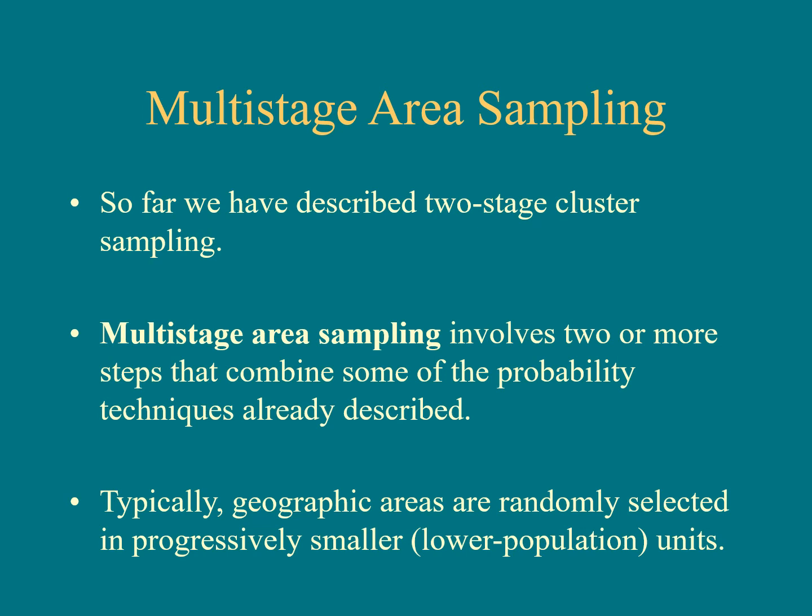Multi-stage area sampling. So far, we have described two-stage cluster sampling. Multi-stage area sampling involves two or more steps that combine some of the probability techniques already described. Typically, geographic areas are randomly selected in progressively smaller, lower population units.